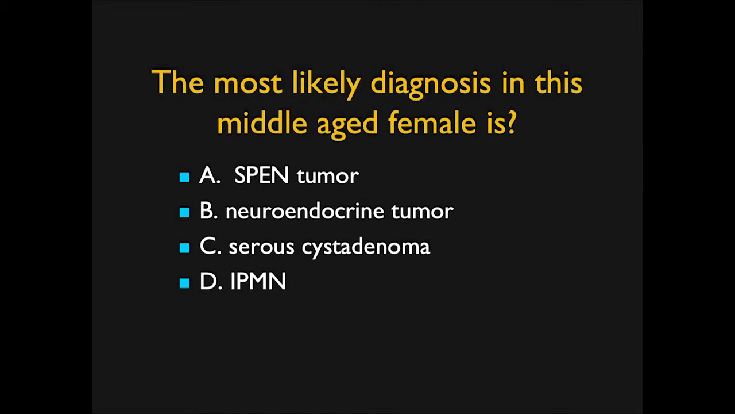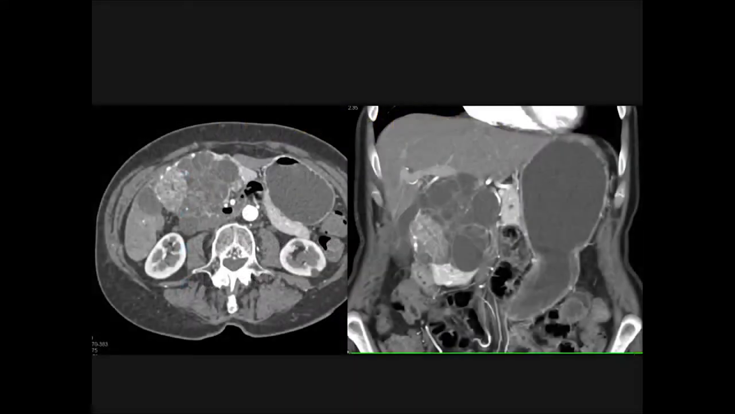Now in this case, we have a pancreatic mass, and I asked you what's the best diagnosis in a middle-aged female. Complex, cystic, and solid. If this was an 18-year-old, SPEN tumor is the answer. Could this be neuroendocrine? It can be. You could think about it. Neuroendocrines can be cystic. They're usually with rim enhancement.